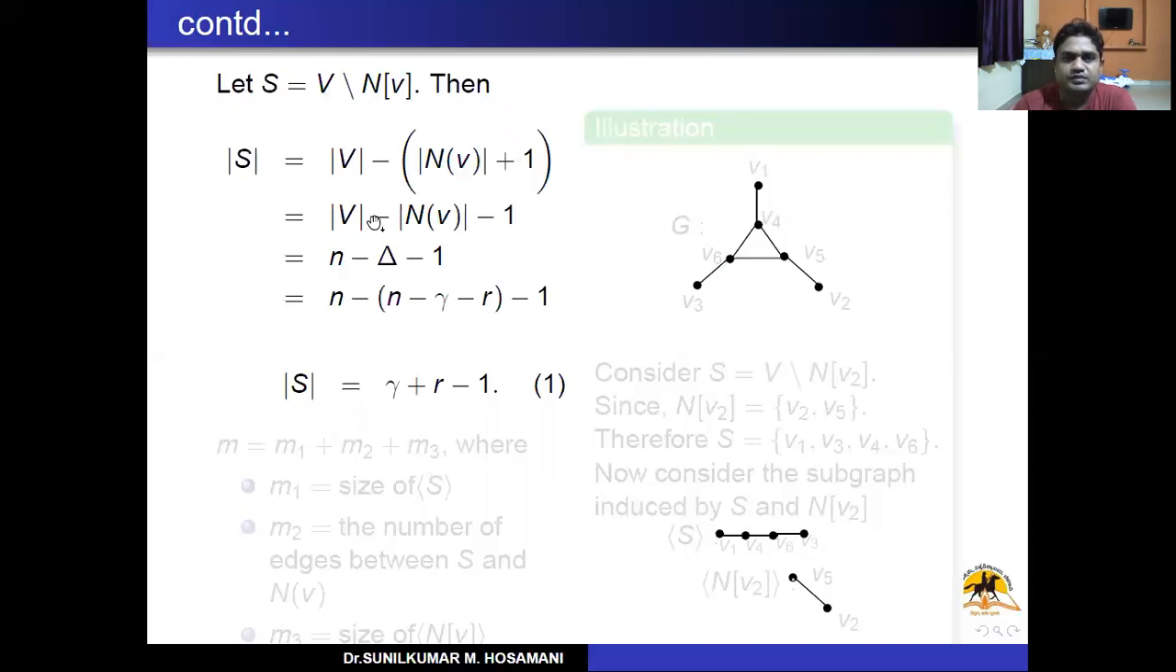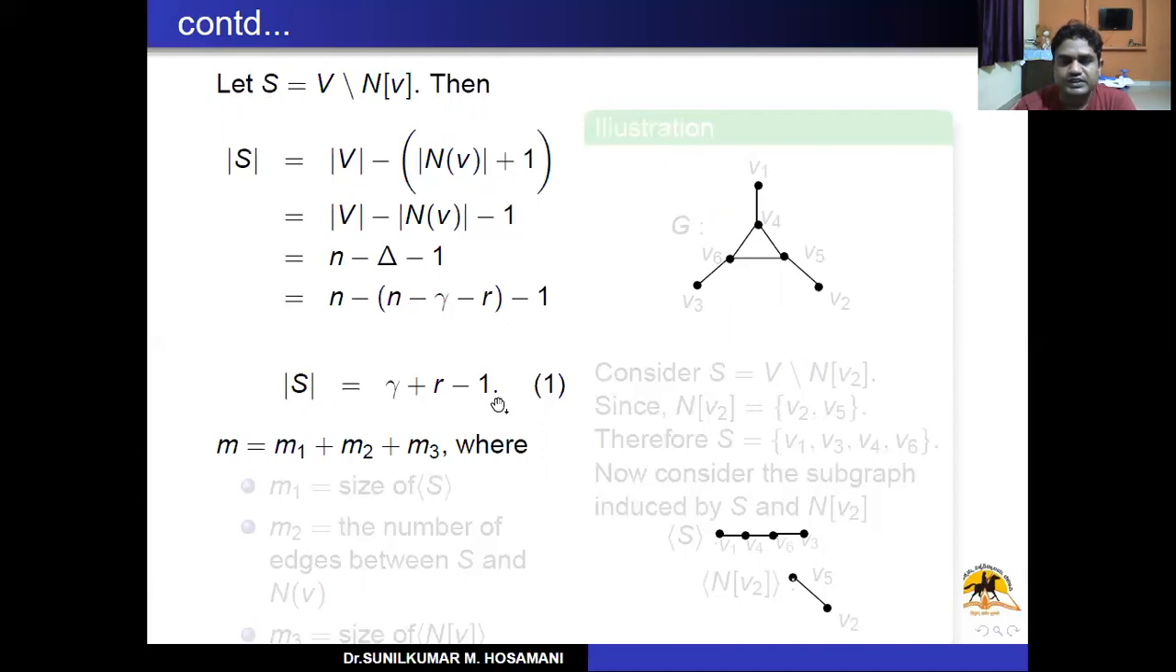And after simplifying this, since you know that the cardinality of the open neighborhood of V is the maximum degree, that is delta. So again by Burr's theorem, delta is equal to n minus gamma minus r, so r is any positive integer here. So after simplifying this, I will get the cardinality of this set S equal to n plus r minus gamma here. So here I have constructed this set S with the help of some vertex here.